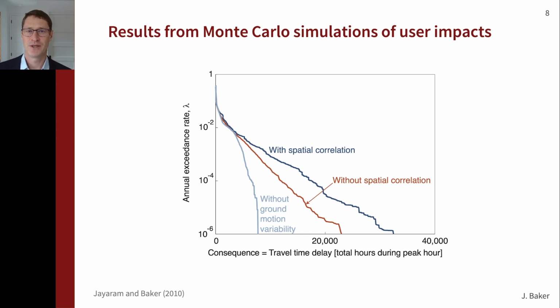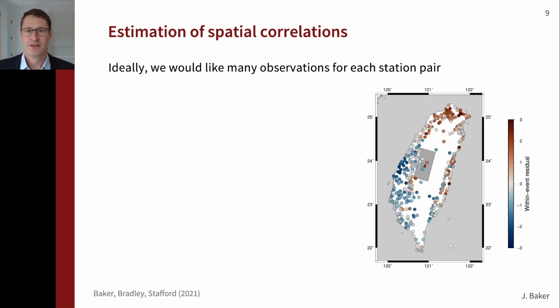Okay, so those are a couple of quick examples of why the spatial correlations matter in these types of problems. So now let's talk a little bit about estimation of spatial correlations, right?